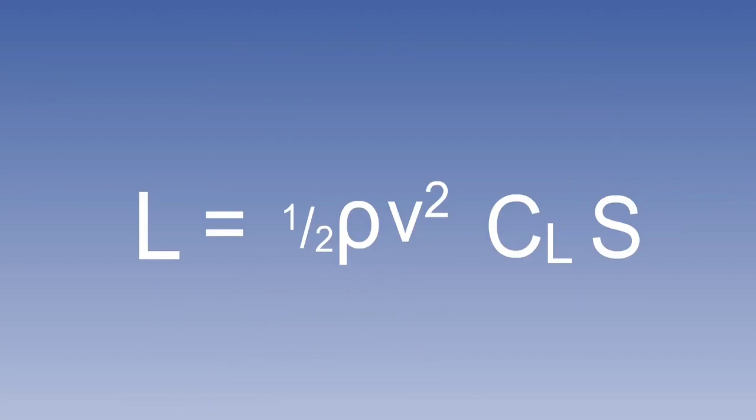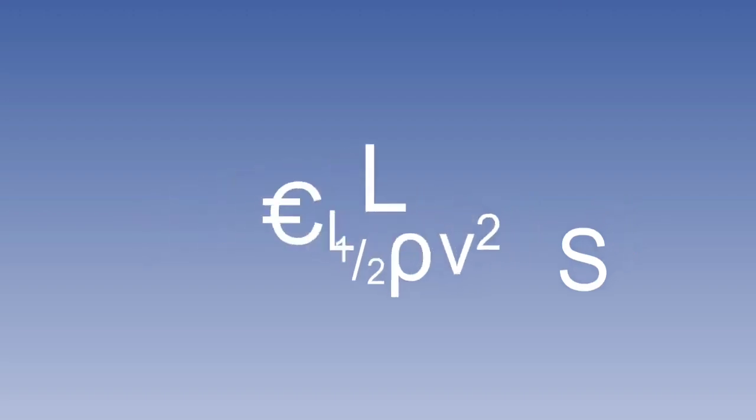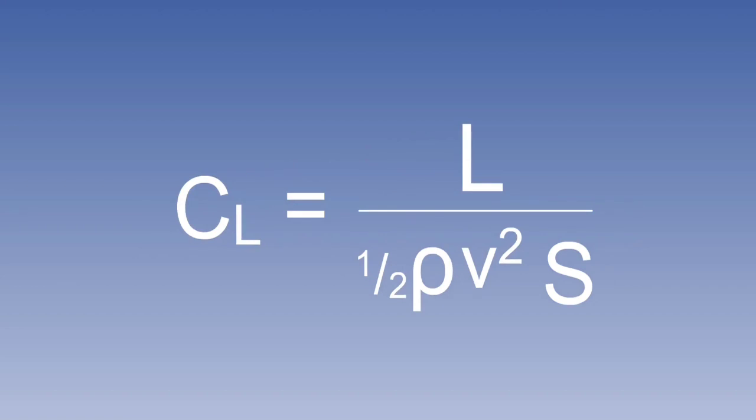The lift formula can be transposed in several ways to calculate variables which may be of interest to a professional aviator. For example, if speed is increased in level flight by 30% from the minimum level flight speed, we can calculate the new CL as a percentage of CL max. L equals half rho V squared times CL times S, when transposed, becomes CL equals L over half rho V squared S.